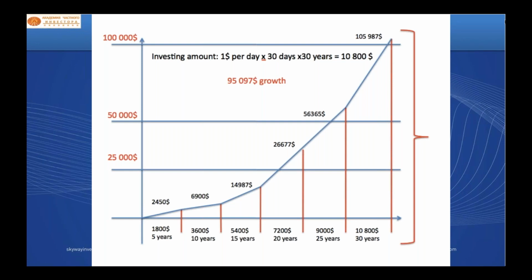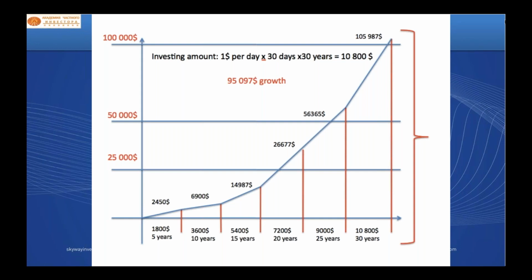So what this represents is that if a person invests just $1 per day for 30 days times 30 years, the total amount will be 10,800 after 30 years. But if the same person finds opportunities, not one opportunity but different opportunities, where the same amount invested earns around 12%, then the total amount by the end of the period, which is 30 years, will be 105,987, which will give that person 95,000 in growth.